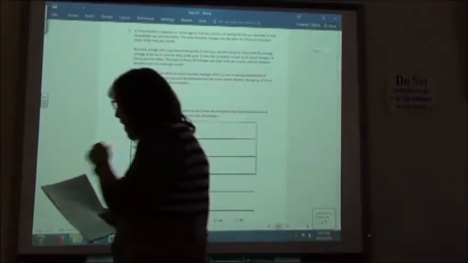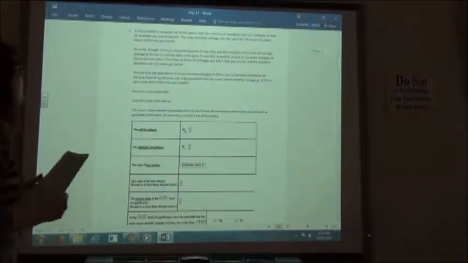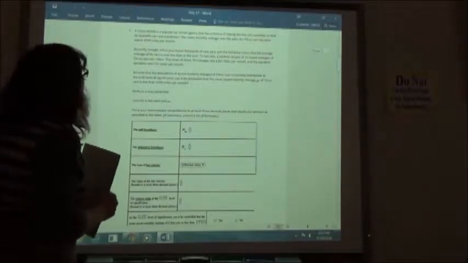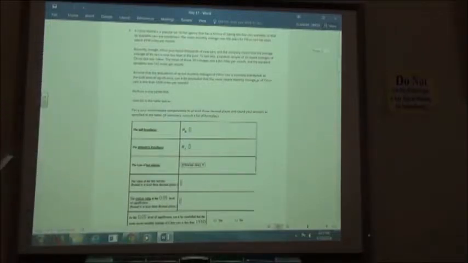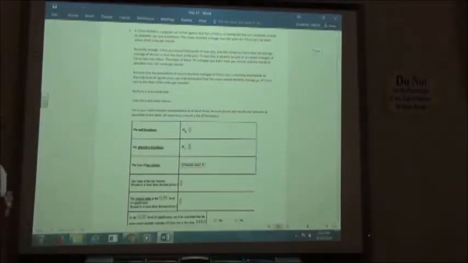So, number 2 there. Citrus Rental is a popular car rental agency that has a history of having too few cars available, so that its available cars are overdriven. The mean monthly mileage over the years for the Citrus cars has been about 1,550 miles. Recently, though, Citrus purchased thousands of new cars, and the company claims the average mileage of its cars is now less than in the past.